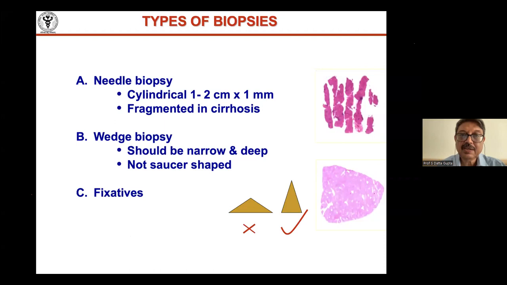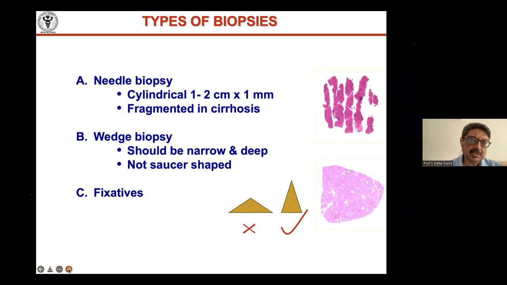The wedge biopsies should always be very deep. It should be like a cup rather than like a saucer. This is very important because our GI surgeons usually take a wedge biopsy along with a deeper needle biopsy when they do a shunt surgery, to confirm that it's not cirrhosis. That's why a needle biopsy is looked at and the wedge biopsy is deep enough.